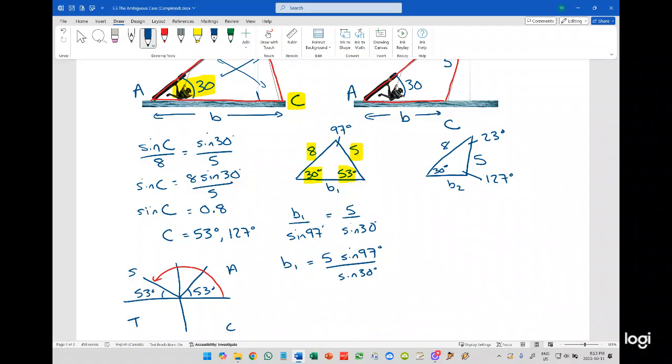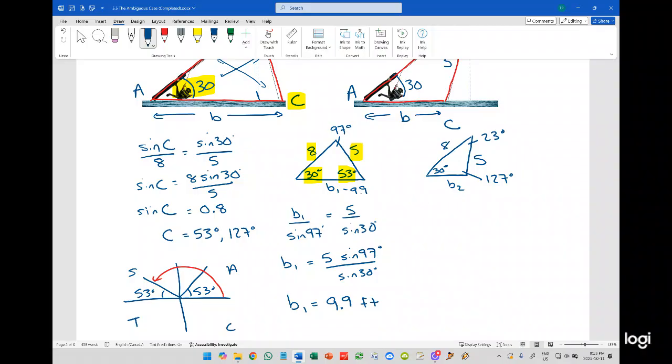Throw that into the calculator, and I get 9.9-ish. 9.9 feet, I think. Either way, 9.9 is my bottom value. Just 9.9. Okay, so that was for the longer of the two B's.